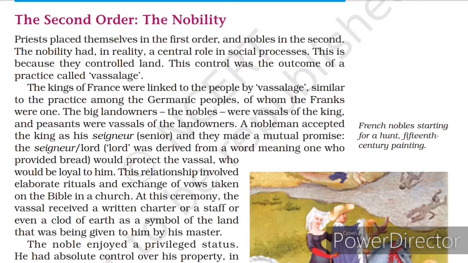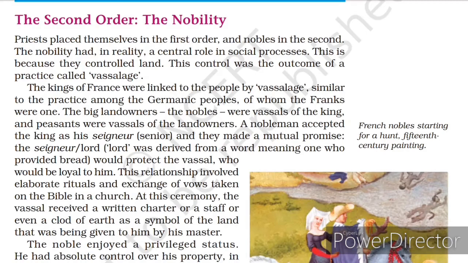This is vassalage. According to this promise, the vassal would be protected by the lord, and vassals would be loyal to him. Remember this. Now this is our relation. A promise has been taken that whoever works under the king will be protected by the king. Because of this protection, you have to give him something as a symbol of exchange.